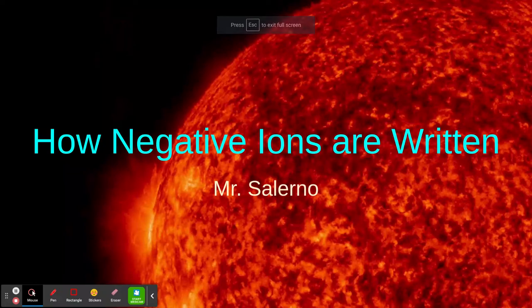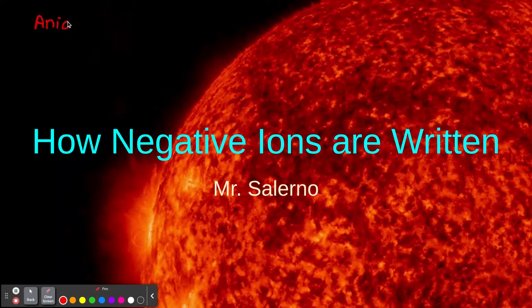All right, here's our video, how negative ions are written. And we'll do positive ions also. So a negative ion, just in the name, let's get our pen going. Let's use red. So a negative ion will be an anion. So they're negative. Whereas a positive will be a cation. So just think cats are positive. Think that. Maybe that'll help you.